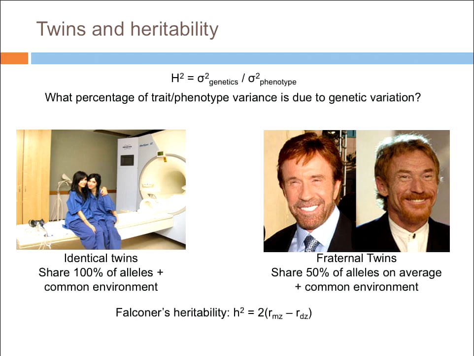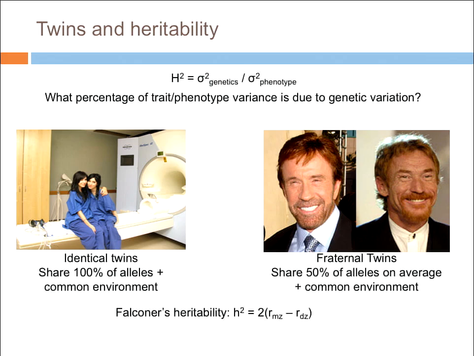And the idea behind this is that identical twins, which are monozygotic twins, share 100% of their alleles and a common environment. And fraternal twins share, on average, 50% of their alleles and a common environment. So the goal here is to say, is brain structure or brain function more similar between identical twins than it is between fraternal twins? If so, then we have some evidence for a genetic contribution, and that's called heritability.